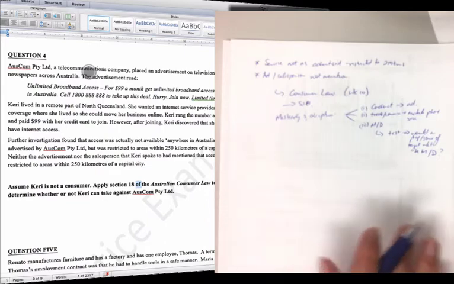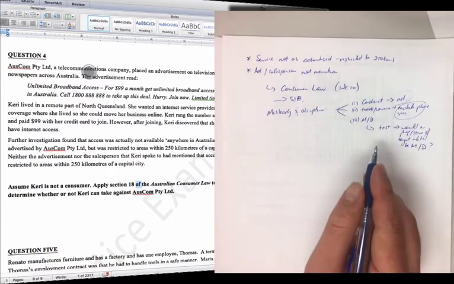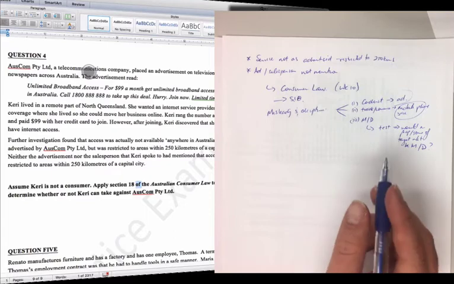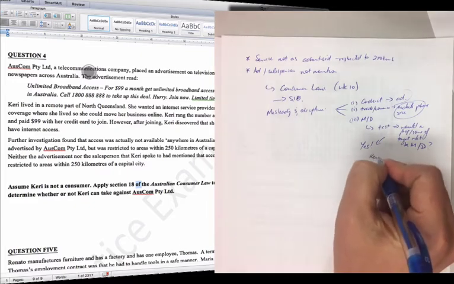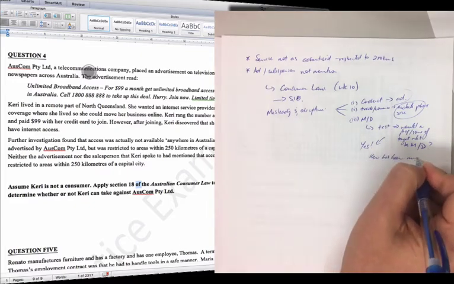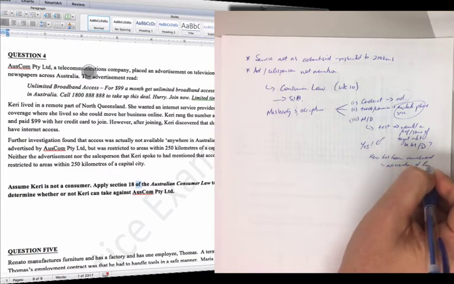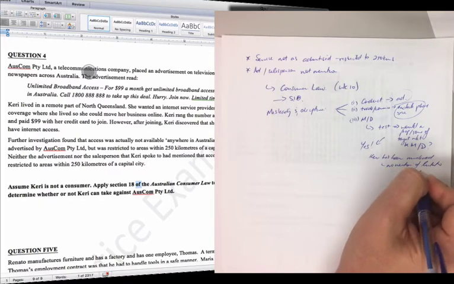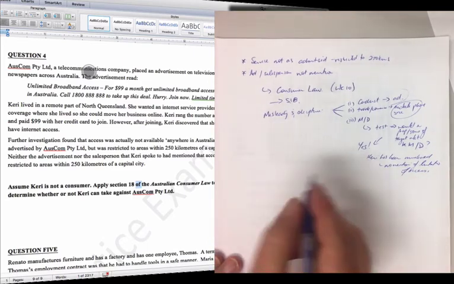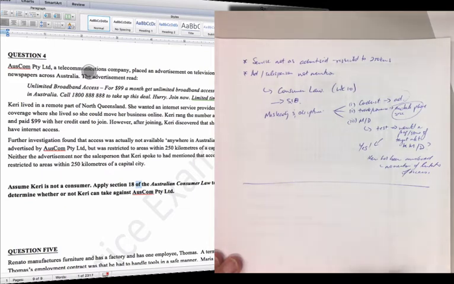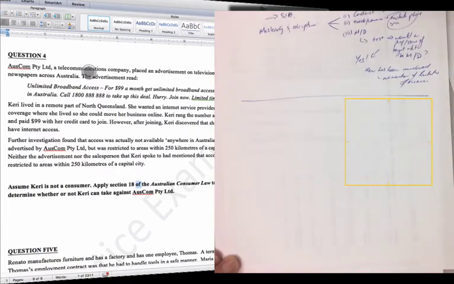Okay, so that's the elements that I actually need to make out if I'm going to show this in terms of answering the question. So I have conduct, there's an ad. I have trade or commerce. Would a person in the target market, and I think the answer here is yes, given that Kerry has been misled, and no mention of limitation of access. So I think this is a pretty clear-cut case here of a breach of Section 18. So now I want to move on and think about answering this particular question.